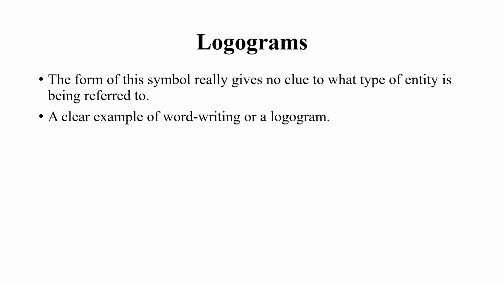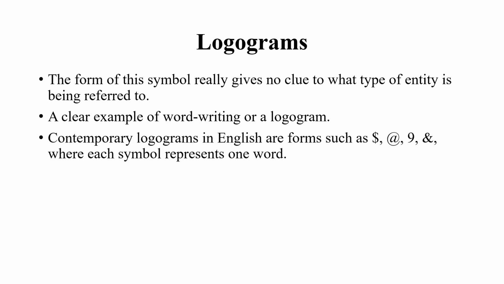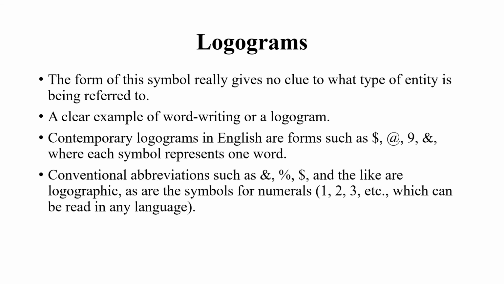You might be familiar with some of the contemporary or modern logograms in English, such as the forms you can see, the dollar sign, the number 9 and the at sign, where each symbol represents one word. Conventional abbreviations and the like are logographic in nature, because they are symbols, just like the symbols for numerals, which can be read in any language.